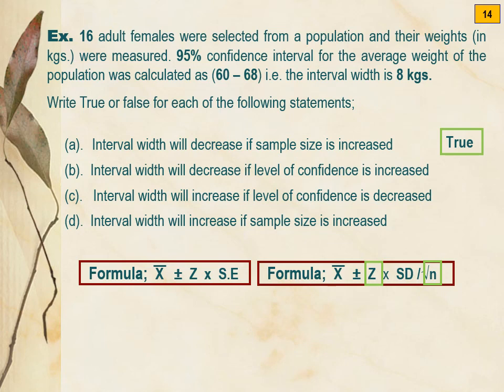Interval width will decrease if level of confidence is increased. No. If you increase the level of confidence, that will increase the value of Z, and hence the width will increase. This statement is false. Interval width will increase if level of confidence is decreased. No, it has just been reversed. Increase has been put in the beginning and decrease there. It is also false. What about the fourth one? Interval width will increase if sample size is increased. No, if you increase sample size, the interval width will decrease because n is in the denominator. It is also false.